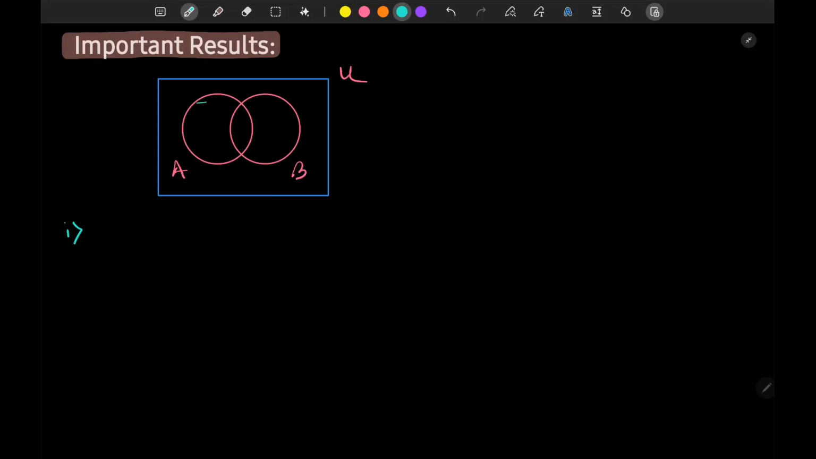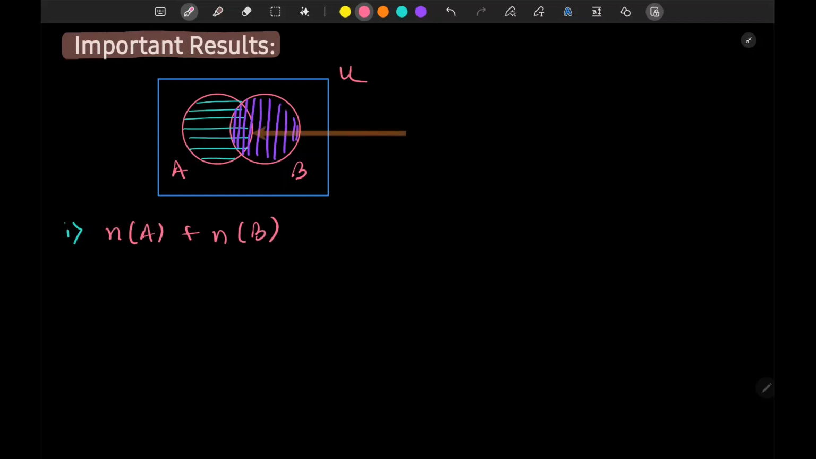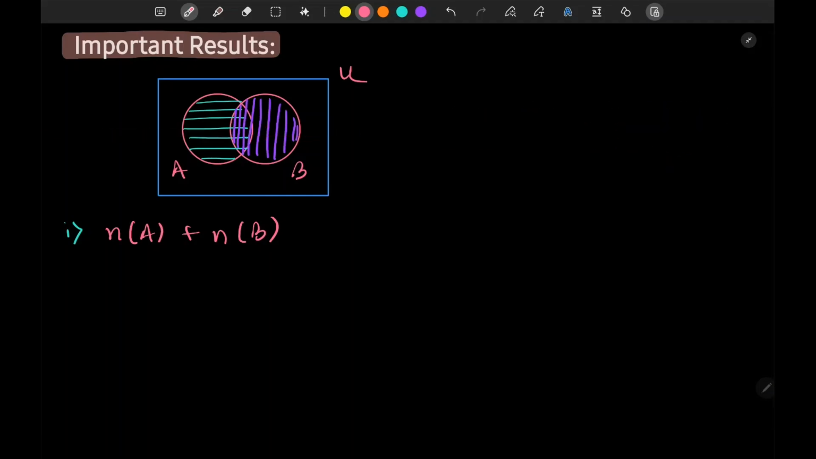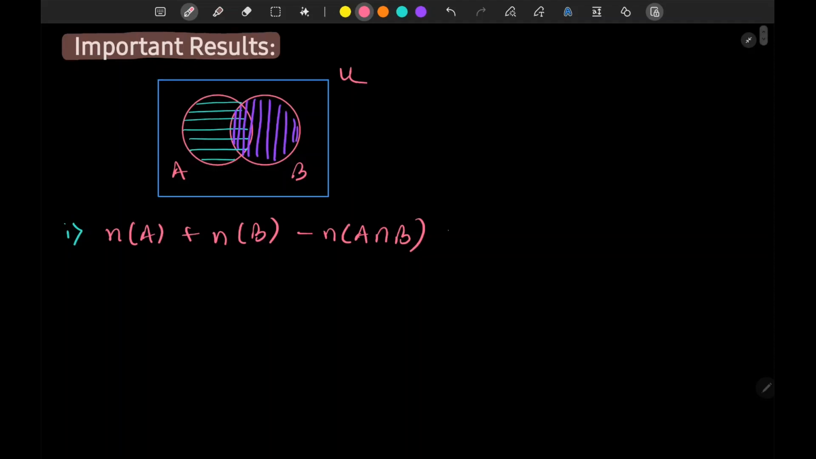If we shade the region of the set A followed by shading the region of set B, we see that while adding the members present in the sets A and B, we have taken the region common to both twice. To remove that anomaly, we have to subtract the region common to both once. So we subtract the cardinality of the set A intersection B from the sum of cardinality of sets A and B. That will give us the shaded region of A union B. Hence, we can say that the cardinality of A union B is equal to the cardinalities of sets A and B minus the set A intersection B.